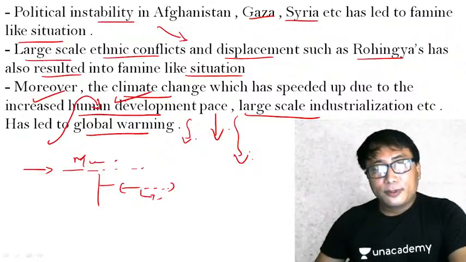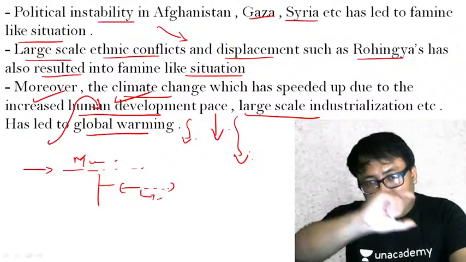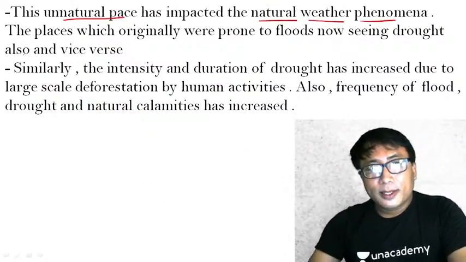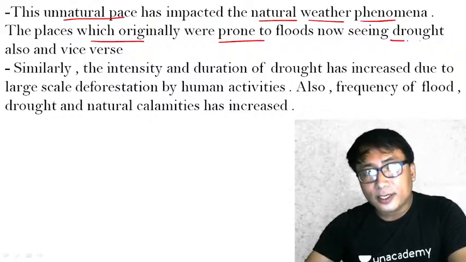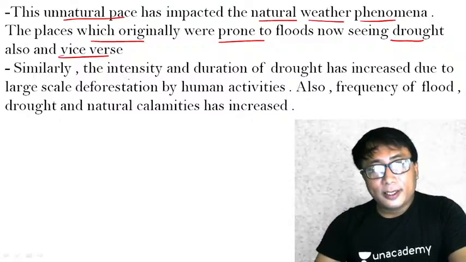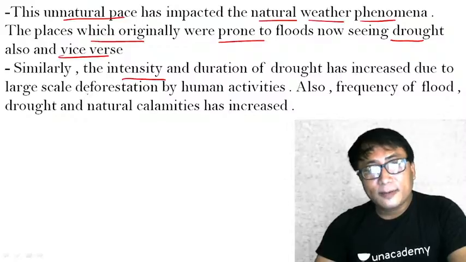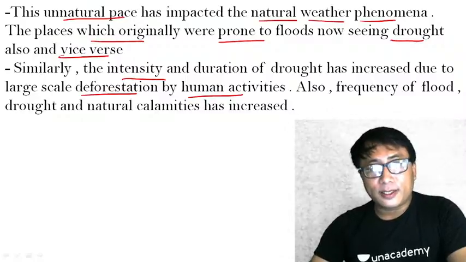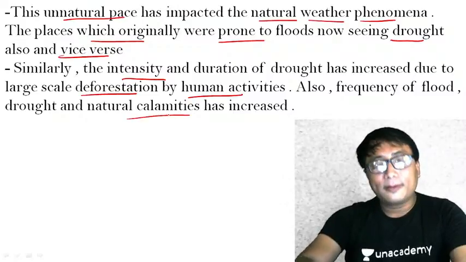As I told you last time, you should not just throw the points here and there. The answer needs to be very well organized and very comprehensive. Now, these places which originally were prone to floods are now seeing drought conditions, and vice versa. Thereby, I am substantiating it. Similarly, the intensity and duration of drought has increased due to large-scale deforestation by human activities. Also, the frequency of flood, drought, and natural calamity has increased. I am gradually substantiating it one by one.